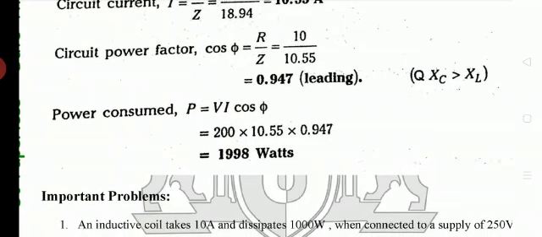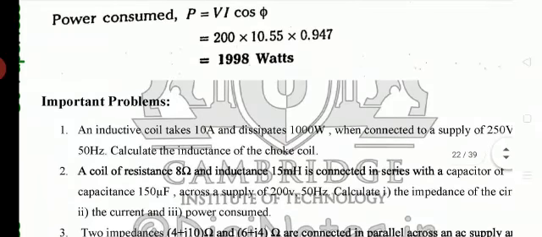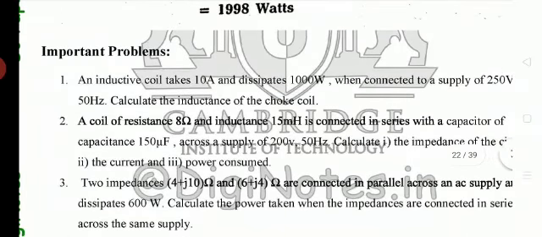Now the power consumed is equal to VI cos phi, the very basic formula. So V is 200, I is 10.55, cos phi we have calculated 0.947. So if you multiply, you get 1998 watts.